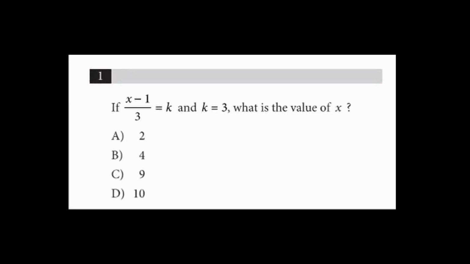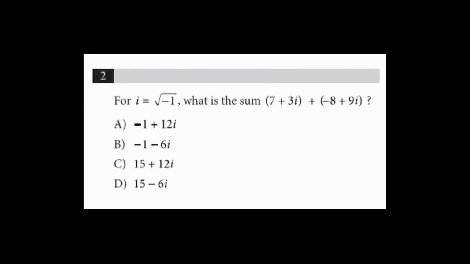Number 1. For this problem, you want to solve it visually, and if you're solving it by calculations, you want to use the same process. (X minus 1) divided by 3 equals K. K equals 3, so what minus 1 divided by 3 equals K? It's going to be either C or D. 9 minus 1 is 8, so it has to be D. 10 minus 1 divided by 3 is 3. D is your answer.